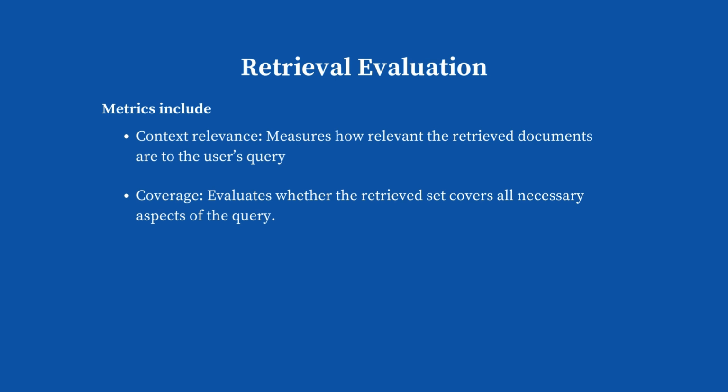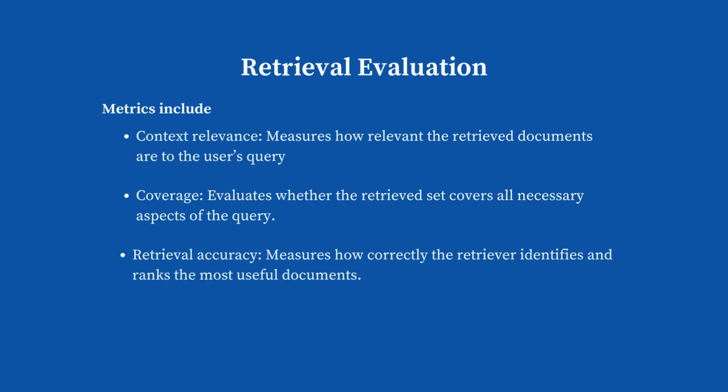Coverage evaluates whether the retrieved set covers all necessary aspects of the query. For example, if I give the query steps to reset password, retrieval should include all the steps, not just one. Retrieval accuracy measures how correctly the retriever identifies and ranks the most useful documents. For example, if I give the query CEO of the company, the top ranked document should correctly state the CEO, not outdated info.